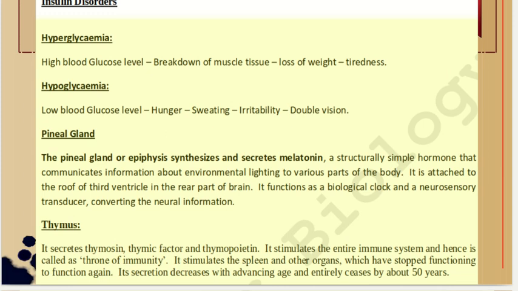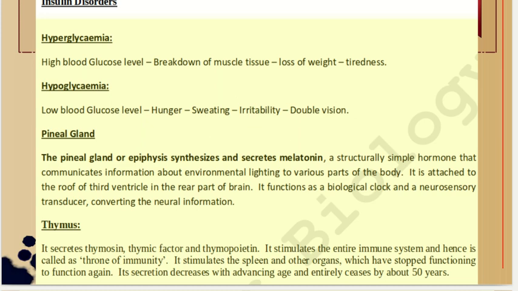The insulin disorders are hyperglycemia: high blood glucose level, the breakdown of muscle tissue, loss of weight and tiredness. Hypoglycemia: low blood glucose level, hunger, sweating, irritability, double vision.